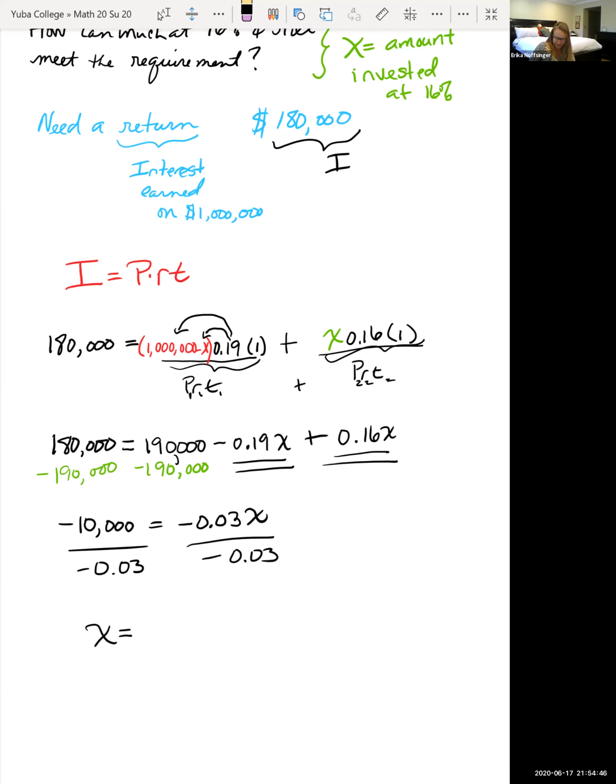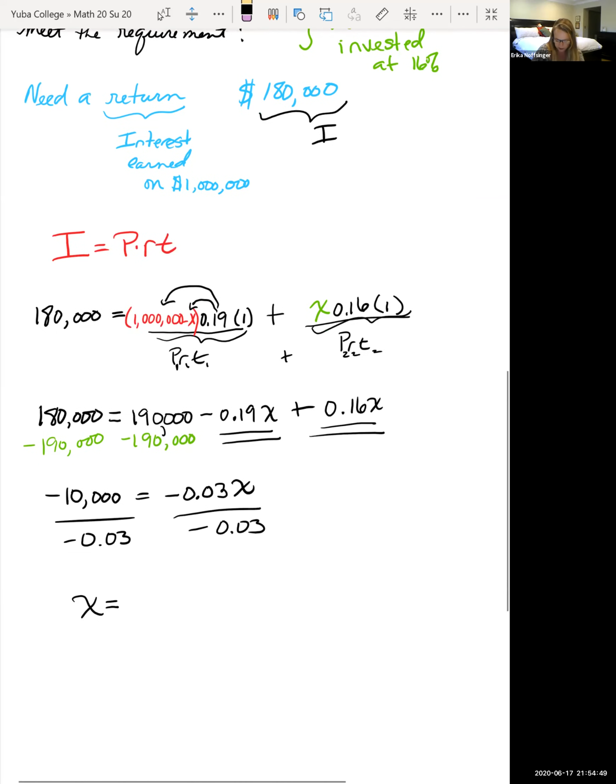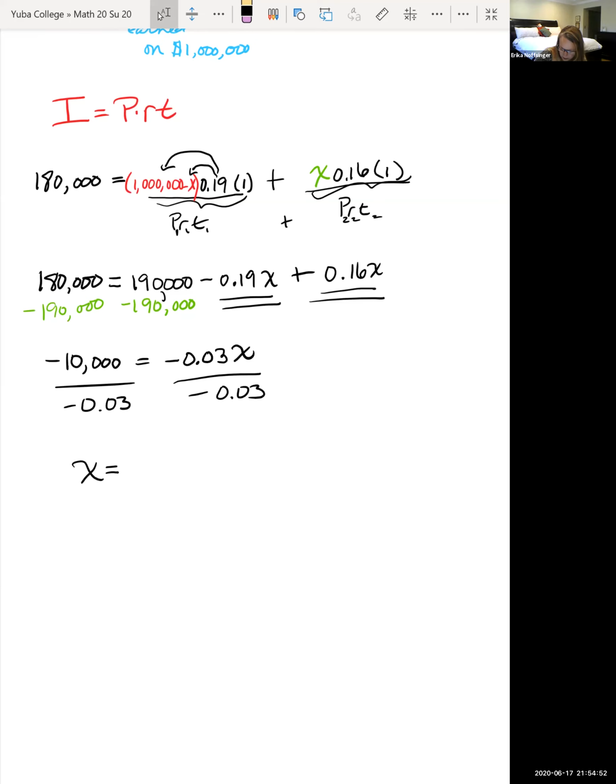Technically, I should probably be able to do this without a calculator. Dividing with a decimal, I need to move my decimal over twice. That divisor has to be a whole number. So I'm moving the decimal over twice in the dividend as well. So I'm basically looking at 3 and 2, 6 zeros in a million.